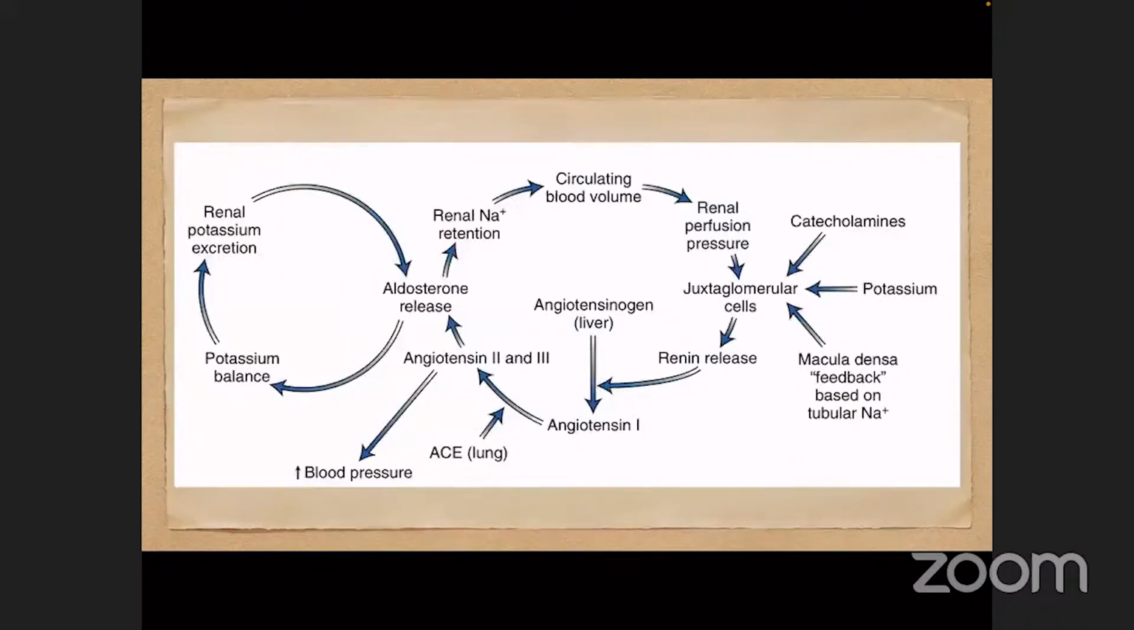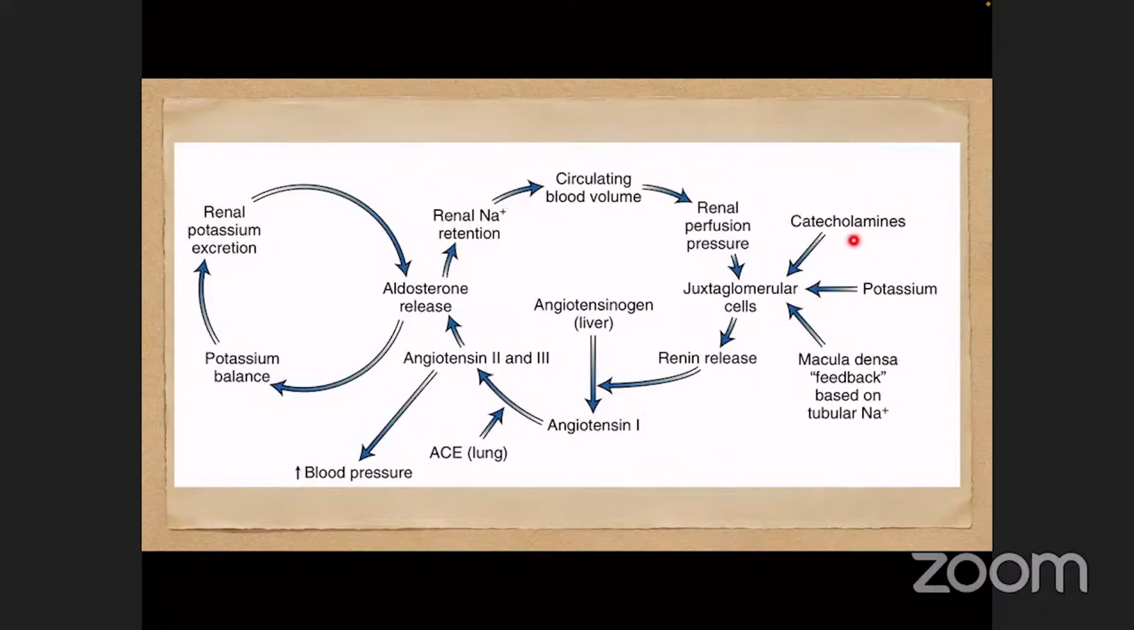Again, this is just a picture from Williams showing you what happens when the circulating blood volume falls and the renal perfusion pressure is reduced. You will have the JG cells producing renin, and that renin will give rise to angiotensin, which will cause aldosterone, and the aldosterone will act by worsening potassium excretion, but holding on to sodium and maintaining the blood volume.